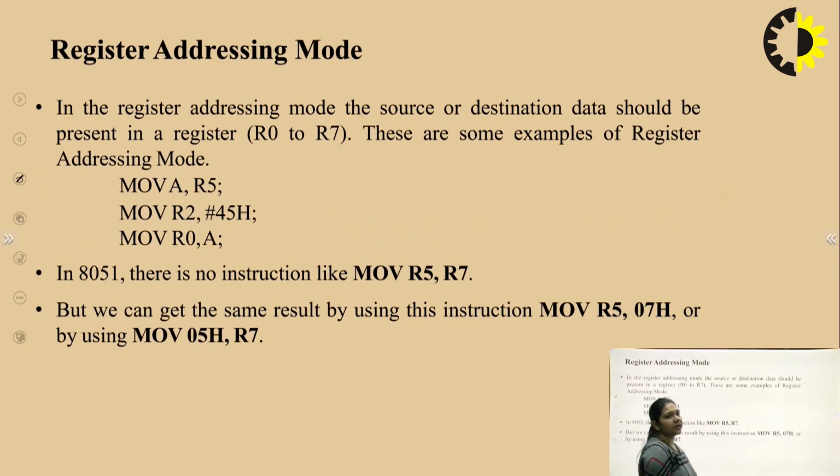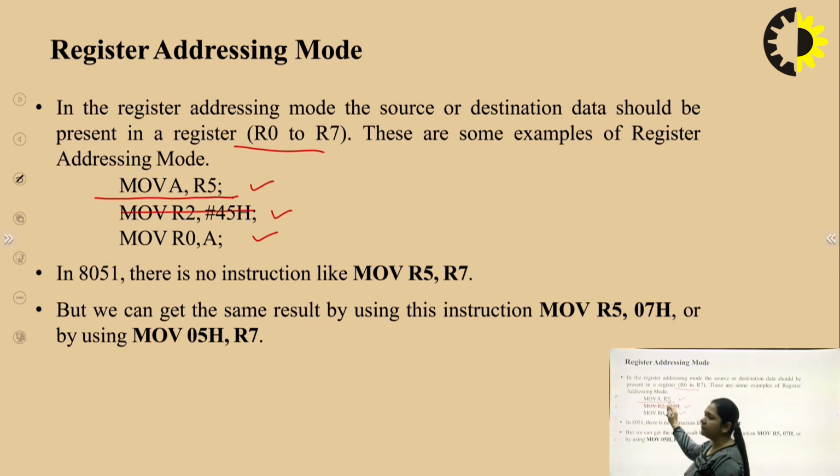Next is our register addressing mode. In the register addressing mode, the source and the destination data should be present in a register, and the registers are from R0 to R7 or the accumulator also. So if we look here, move A comma R5. The data of register R5 will be copied to the accumulator. The contents of the accumulator will be copied to R0. This is another example of the immediate here.